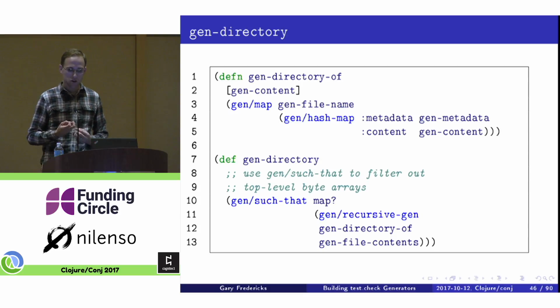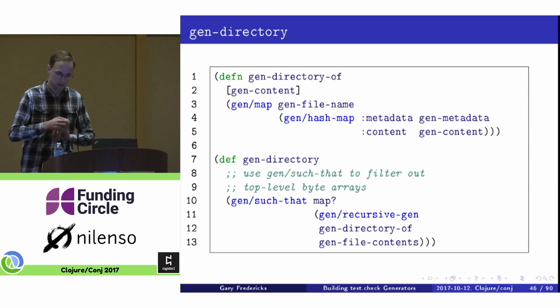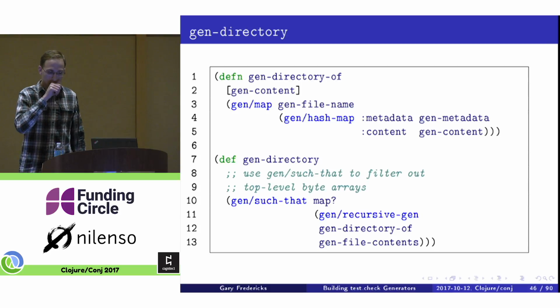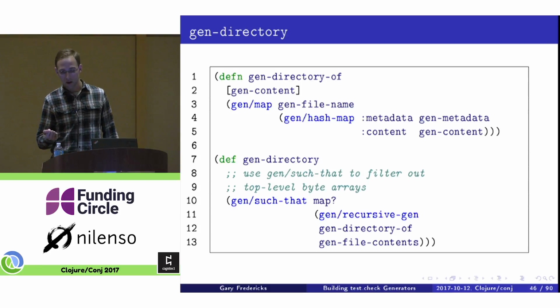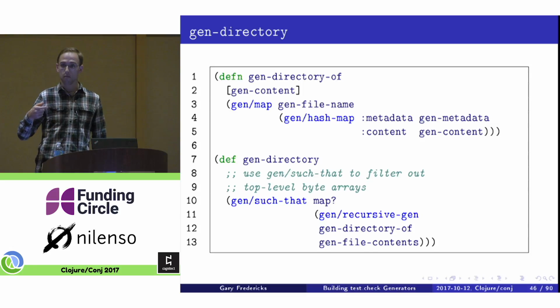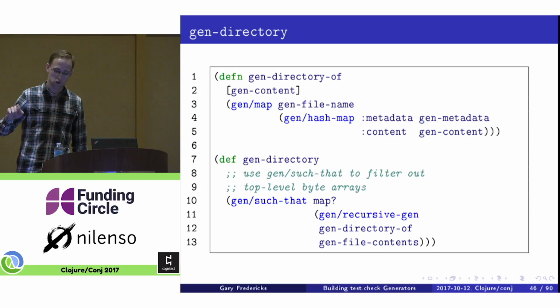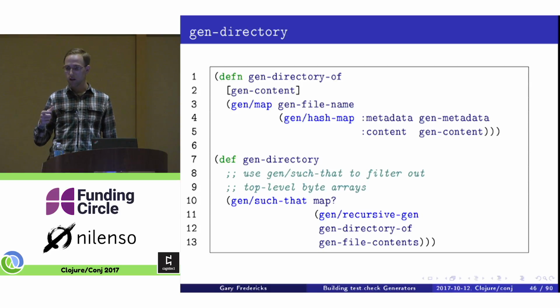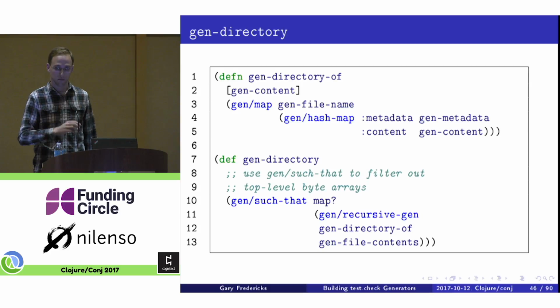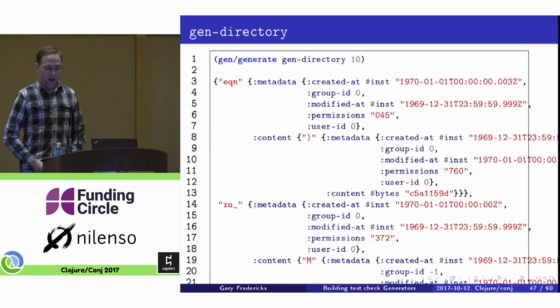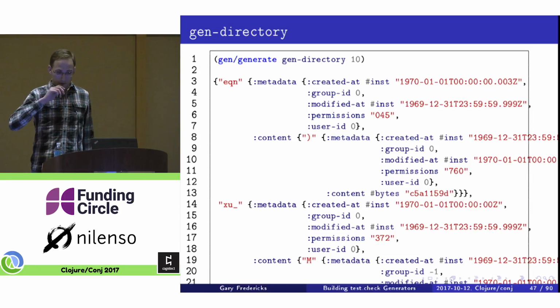So we'll use this function at the top that takes an argument on line 2 for the content under that thing, and then returns a generator, which is a map from file names to a little 2-entry map that has the metadata and whatever content gets generated by this generator that was passed in. So if we run that on a modest size, we get this very large output.